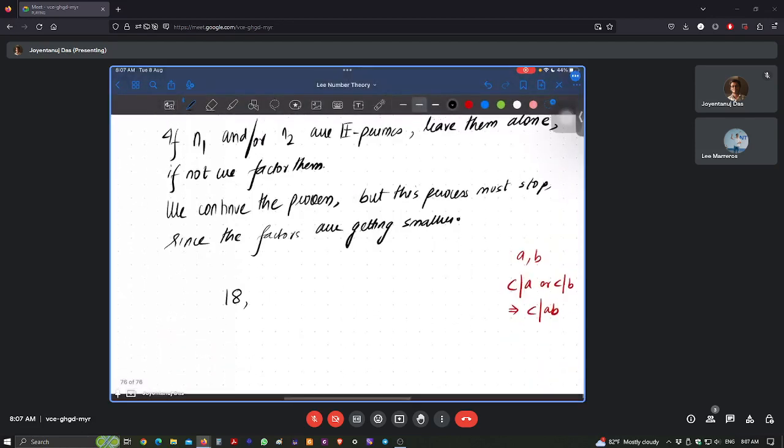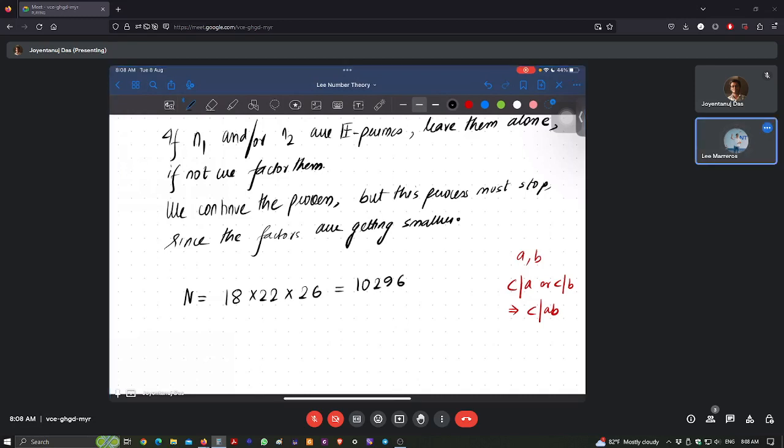So suppose we take the number n as 18 times 22 times 26. We know that this is the final factorization, so it may not contain 2. So our number is actually 10296.